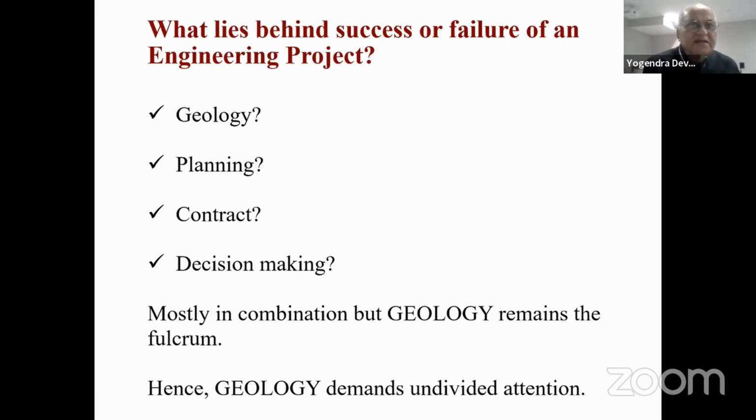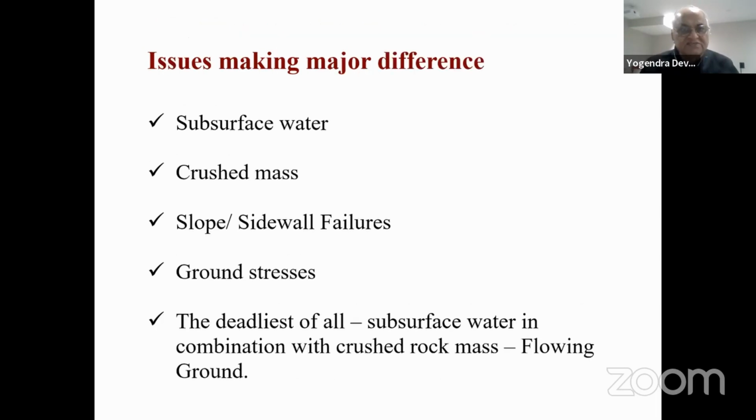Basically, I start with this: what is behind the success or failure of an engineering project? Is it geology, planning, contract, or decision making? It is mostly a combination of all these four factors, but geology remains at the center of all these things. Now, what are the issues which make a major difference in this failure and success? Basically, these are the subsurface water, the crushed rock mass, slope and sidewall failures, ground stresses, and the deadliest of all, which I consider, is the subsurface water in combination with crushed rock mass, and that is the flowing ground.